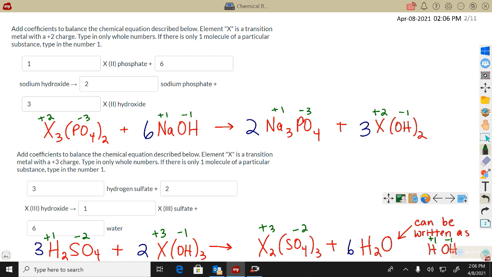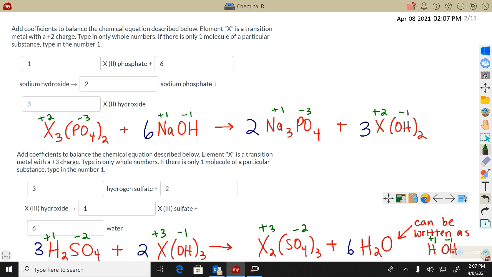You're going to need 3 atoms of X and 2 groups of phosphate. So you get a +6, -6. Sodium hydroxide, +1, -1. Sodium phosphate is one of my products. That's a +1, -3. So I need 3 sodium atoms. And then I'll have X2 hydroxide, which the Roman numeral just means that X's charge is +2. And then all we had to do was balance it. So you should end up with 3 atoms of X on both sides, 2 groups of phosphate. There's 6 sodium on both sides and 6 groups of hydroxide.